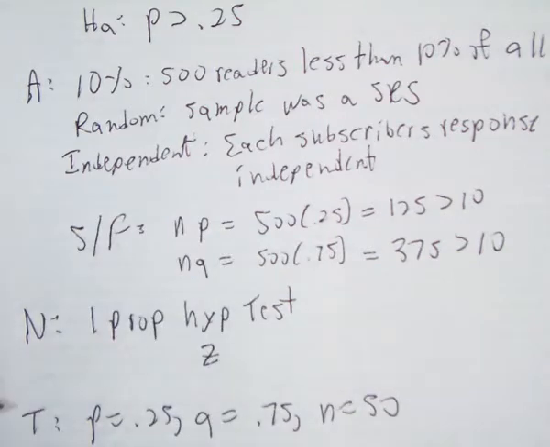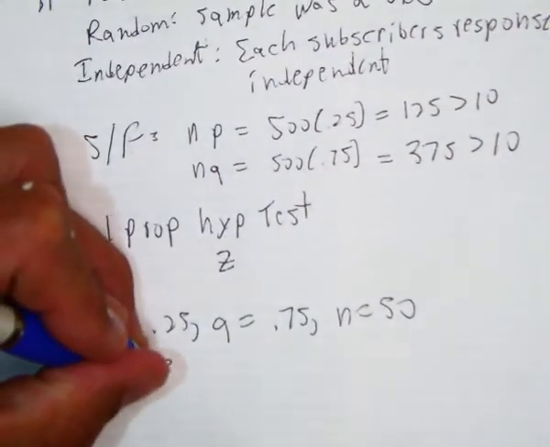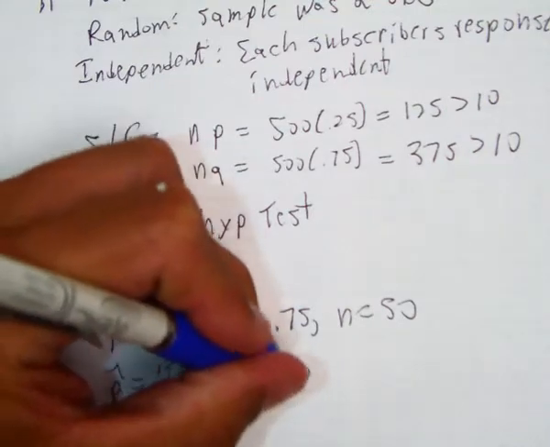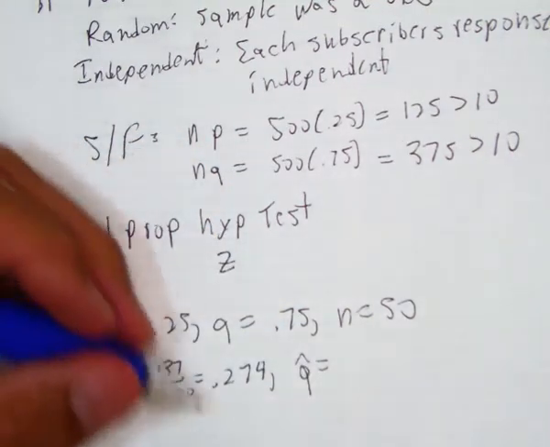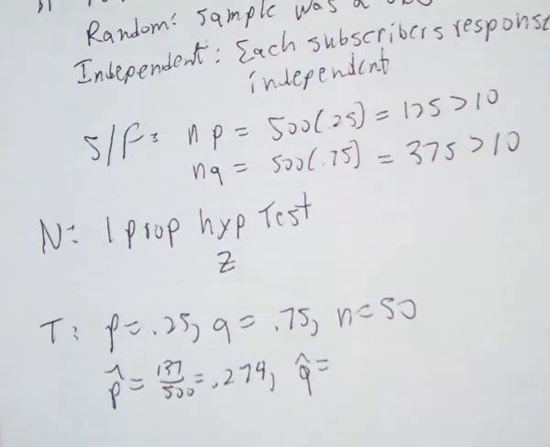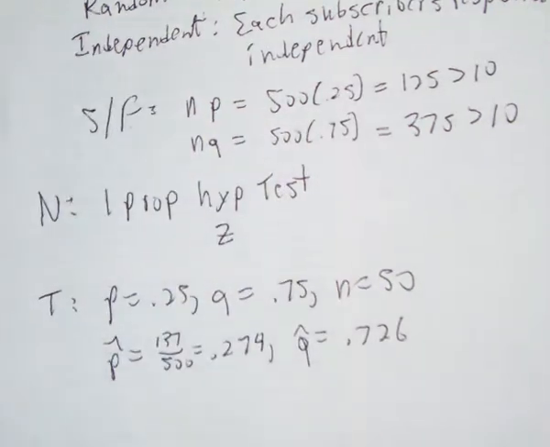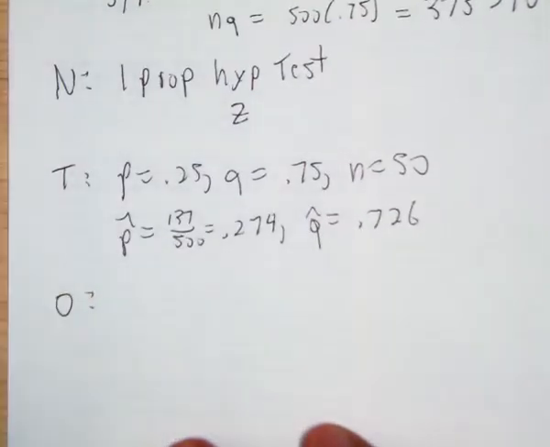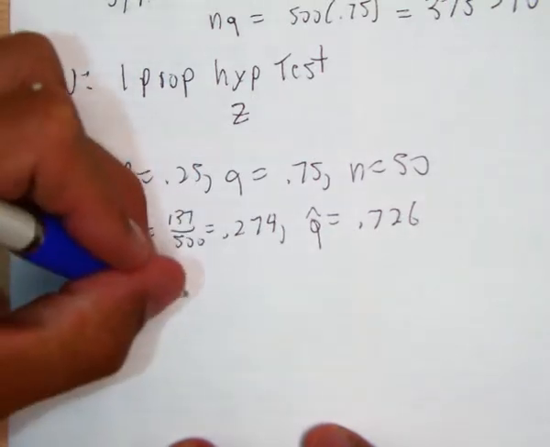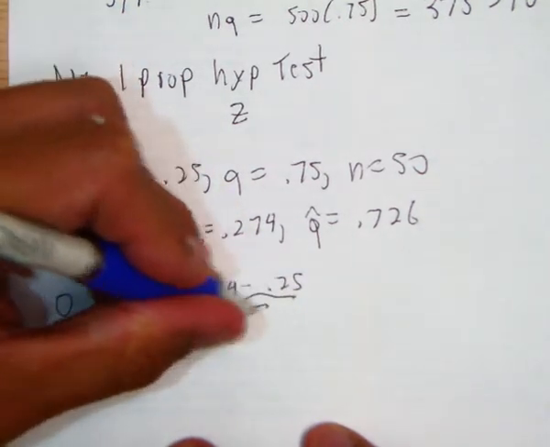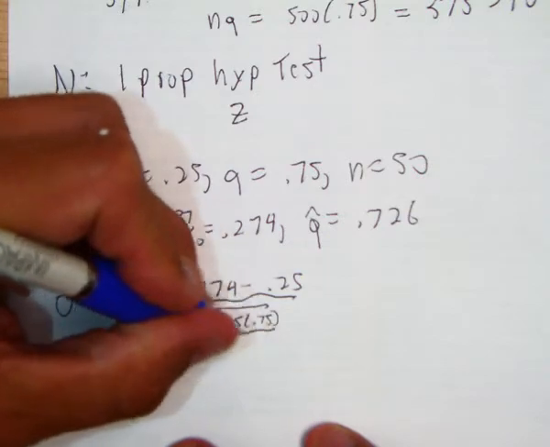P hat here is going to be 137 over 500, so that is going to equal 0.274. And then Q hat would be 1 minus 0.274, which is 0.726. Now we've got to obtain P. So Z equals P hat minus P over the square root of PQ over N.